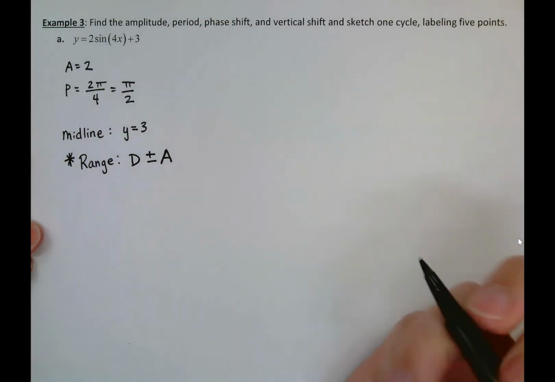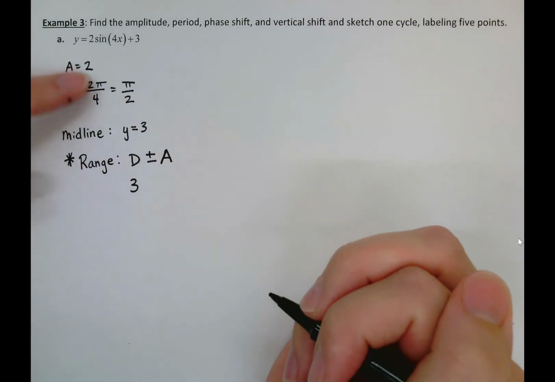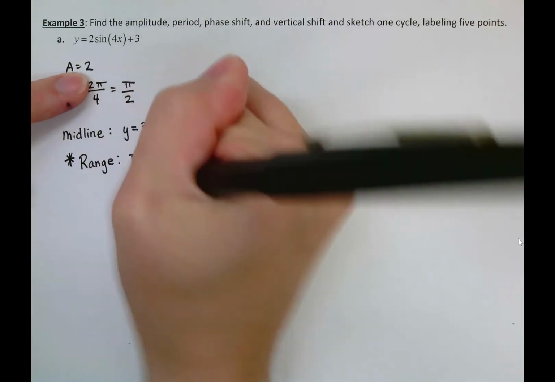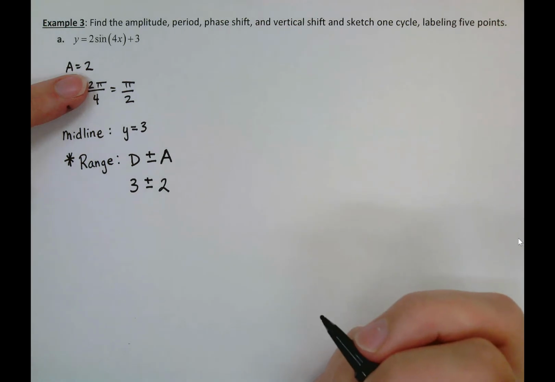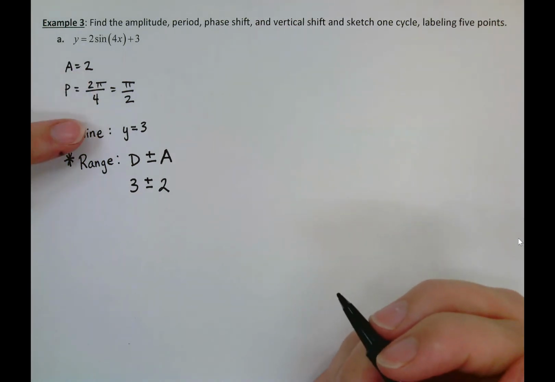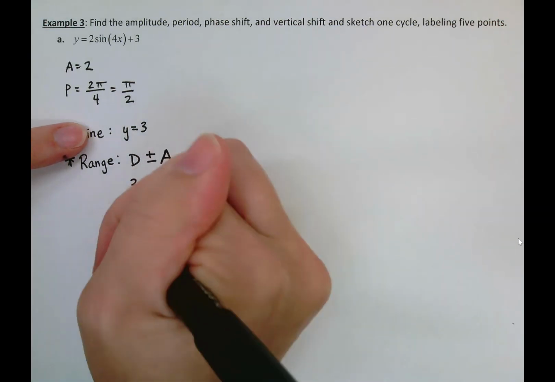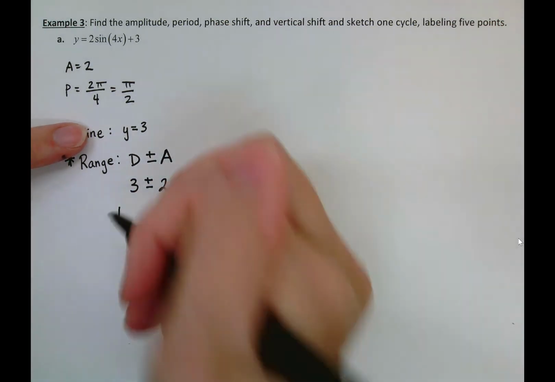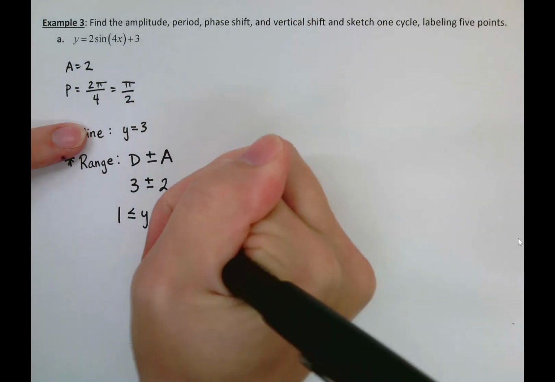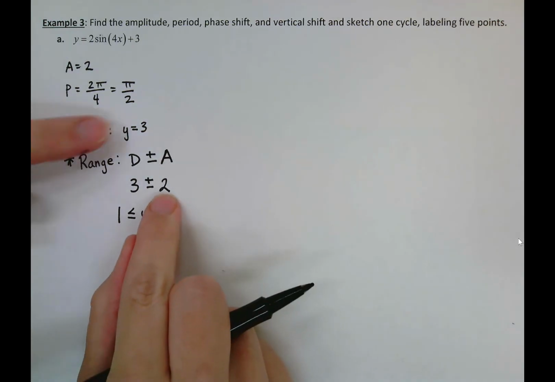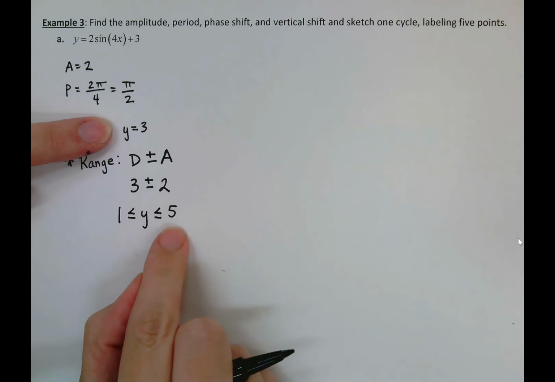Okay, so if my midline is at 3, then I'm going to go up from that midline 2 values, and I'm going to go down from that midline 2 values. So my range, instead of being from -2 to 2, is the midline plus or minus 2. So my range is going to be 3 minus 2, which is a small value of 1. And then the largest value, we're talking about range, so we're looking at our y values. My largest value is going to be 2 above the midline, which is 5. So we're going 2 below the midline to 2 above the midline.